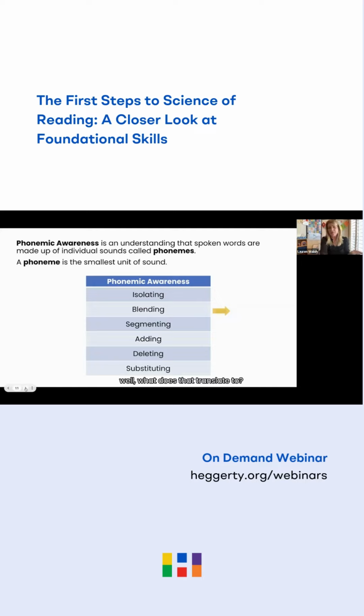Well, what does that translate to? Decoding. That's that underlying skill that we can unlock for students so that they can read through words. And segmenting, listening to a whole word and taking it apart. What does that translate to? That's going to give them that skill for spelling, having to sound out each of those parts and represent a letter for each.